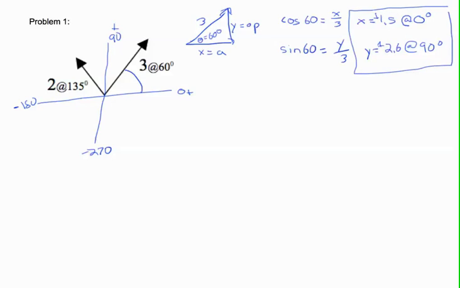If we look at the second one, we have 2 here, x there, and y here. Then we need to find our theta. We know that this angle is 135 degrees, and in our triangle, this is our theta. So if we do 180 minus 135, we get that theta is 45 degrees.